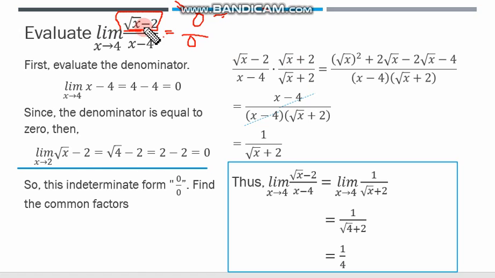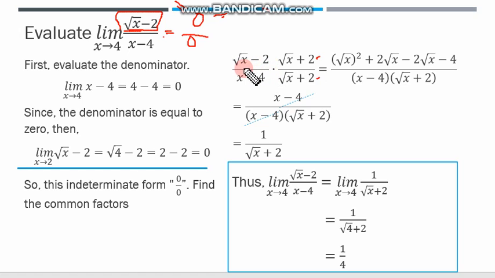You multiply the conjugate number in the numerator and the denominator of your original function. So square root of x minus 2 over x minus 4 times square root of x plus 2 over square root of x plus 2. Next thing is that you will apply the FOIL method: first, outside, inside, and last.